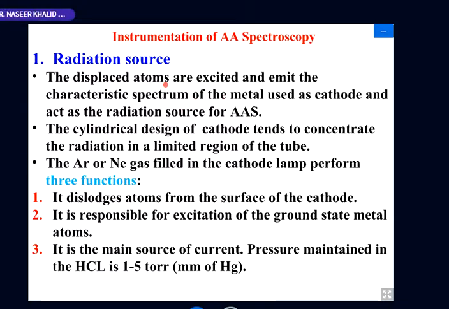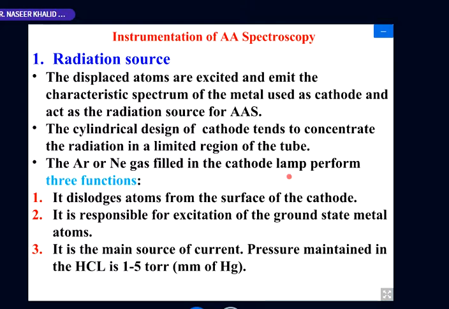Now, the design or the shape of the cathode is made with a special arrangement. It is a cylinder, a hollow cylinder, and this is to concentrate the radiation in the limited region of the tube. Why, we are going to see in the next slide, which shows the shape of that.